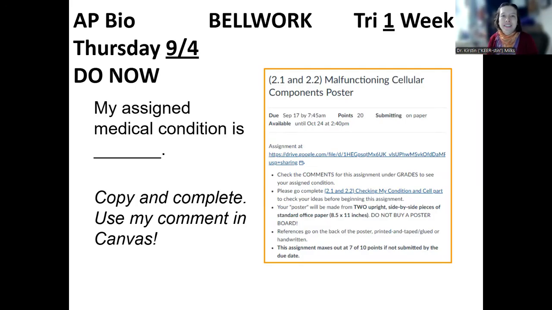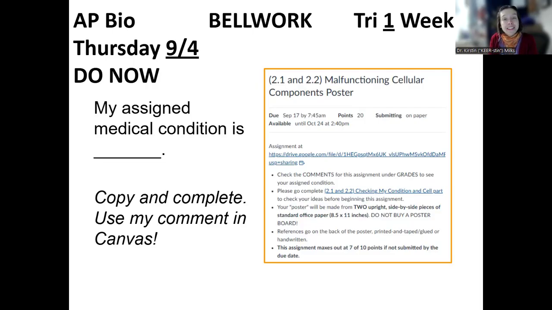We're doing all the same things in Unit 2 that we did last year, but the planning document is better organized at the national level. So it's going to be 2.1 and 2.2, but the name of the assignment is Malfunctioning Cellular Components. If you go to Gradebook and look for an assignment of this name, there's a little comment, even though you don't have a grade yet. In that comment, I told you the name of your assigned condition for this project. You're going to find that comment and write down: my assigned medical condition is, and then the name of that thing.